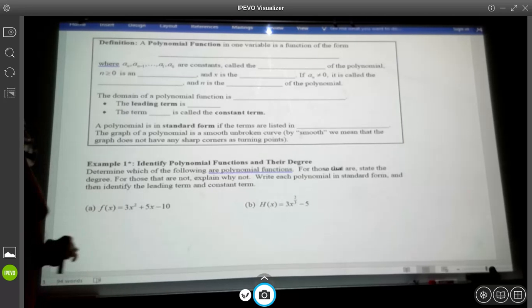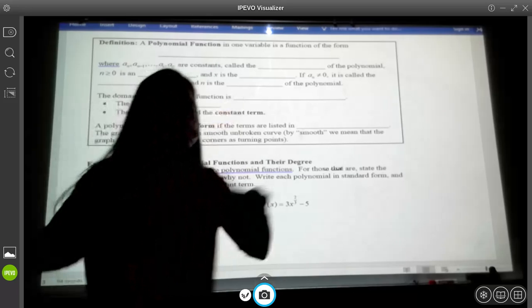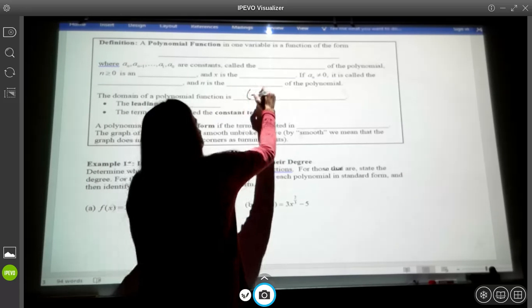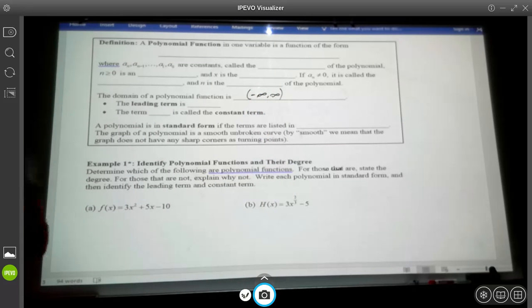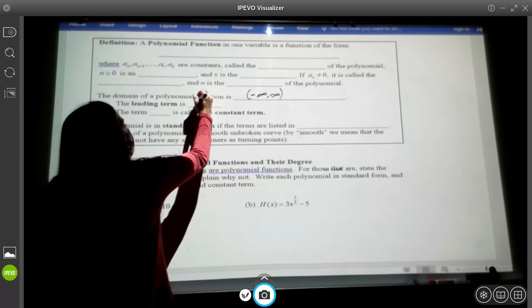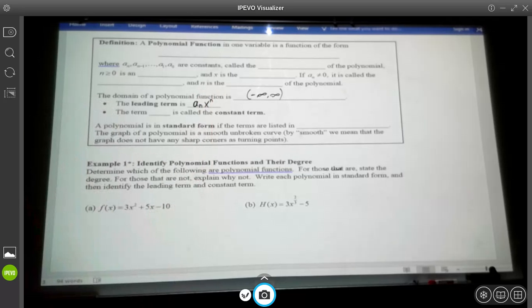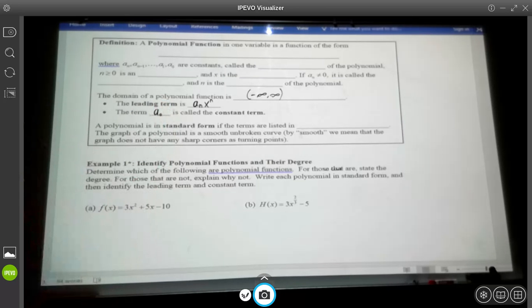Okay. All right. So guys, a couple of good things. The domain of a polynomial function, because it's this beautiful mathematical expression, the domain is all real numbers. Sorry, I couldn't fit this on the board anymore. There's no bad x's. There's no number you can't plug into this function. The leading term is a sub n times x to the power of n. That highest degree power that we started, that's your leading term. The term a sub 0 is your constant term. So he's usually the one all the way at the end by himself without a variable.